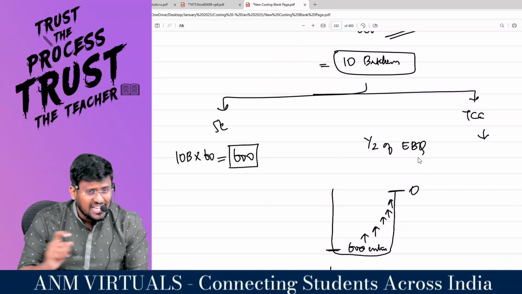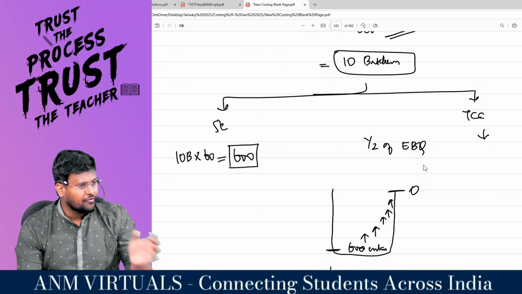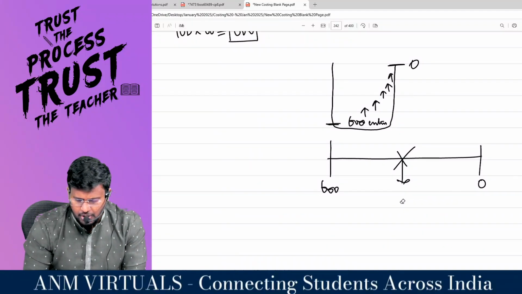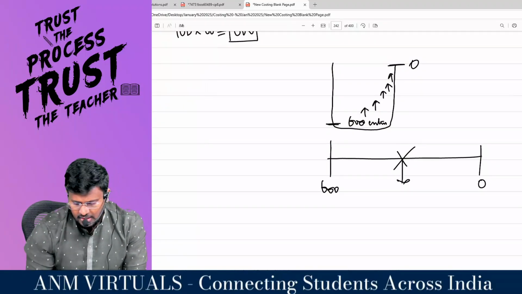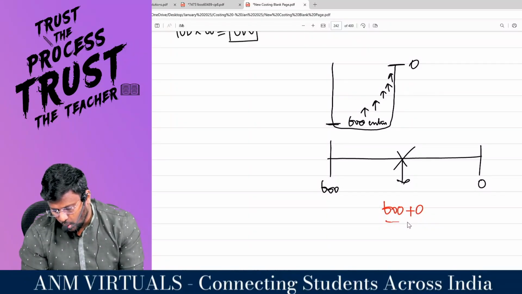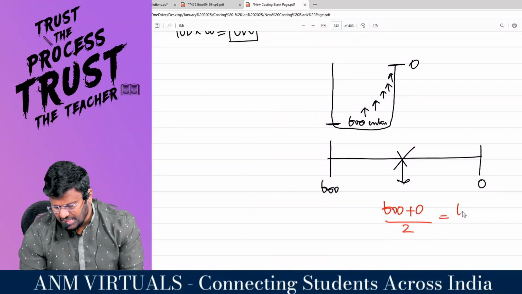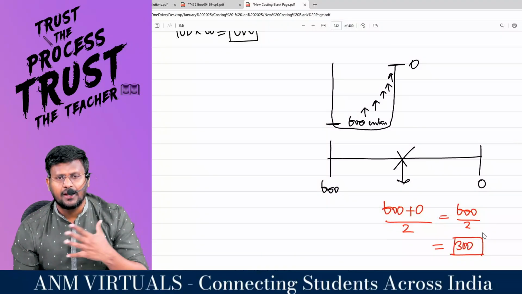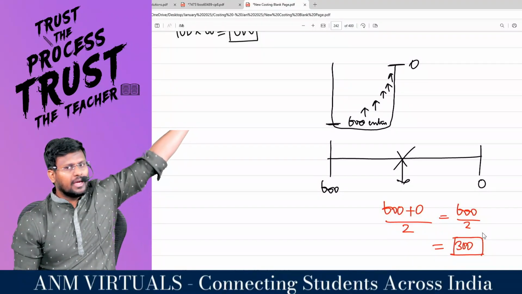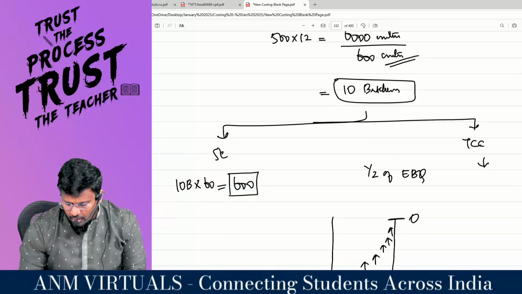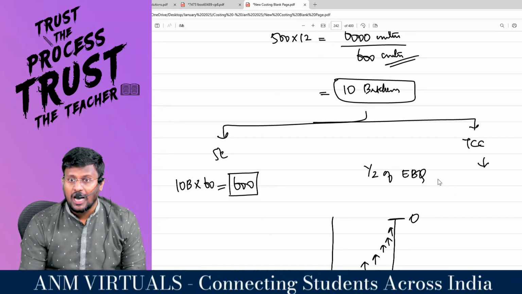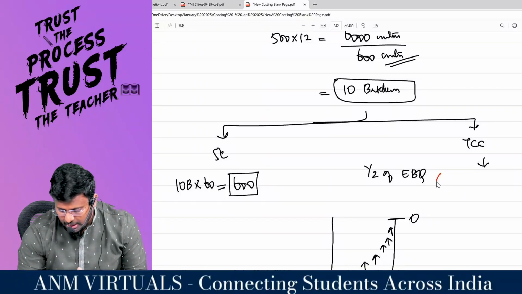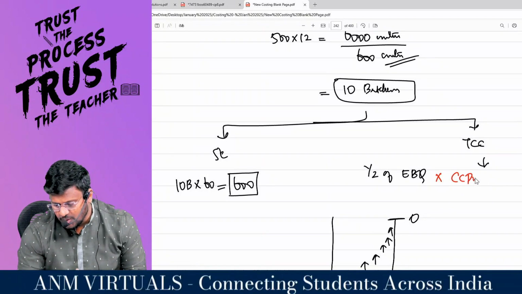That means on average, half of EBQ, which is nothing but, my dear lovable students, how much did I have at the start? 600, at the end 0, divided by 2. So 600 divided by 2 comes to 300 units is what effectively I am carrying throughout the month. So, my dear lovable students, half of EBQ, the economic batch quantity, into carrying cost per unit per annum.